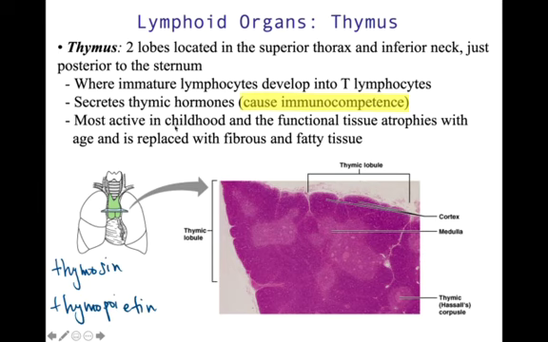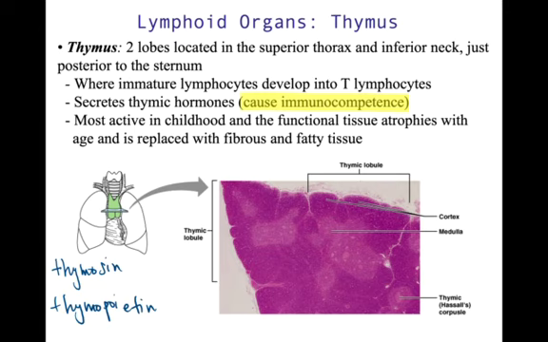They're most active in childhood, and the functional tissue atrophies, it shrinks basically as you get older, and it's replaced with very fibrous, fatty tissue. So why is that? Why is this larger in kids and smaller in old people like me? Well, the reason for that is what? As a child, you haven't been exposed to very much in terms of pathogens and different types of microorganisms bearing different antigens. So what has to happen?